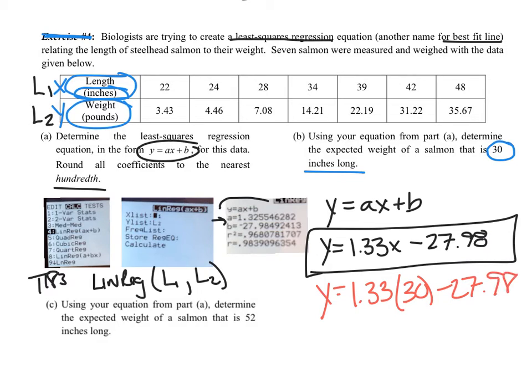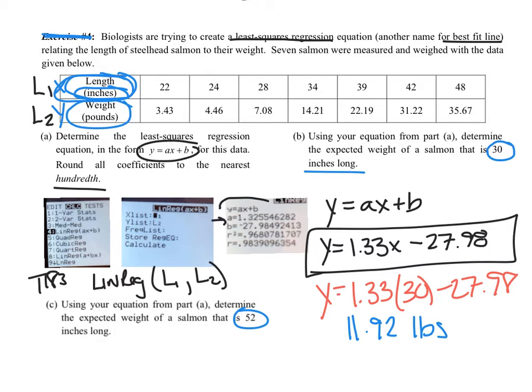And then slam bam, type that in your calculator, and notice I get a predicted value of 11.92 pounds. C says, using your equation from part A, determine the expected weight of a salmon that is 52 inches long. So obviously you would do the same thing. You would plug 52 into the inches, which is the X value, and come up with a solution.